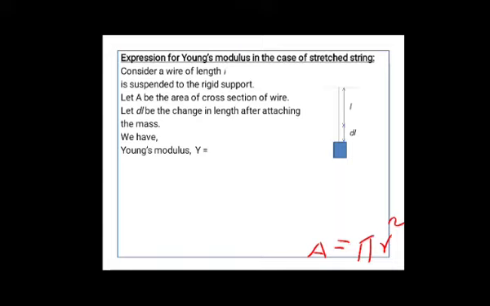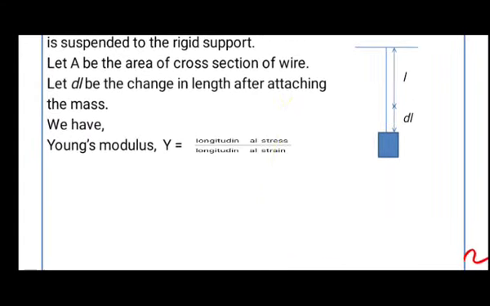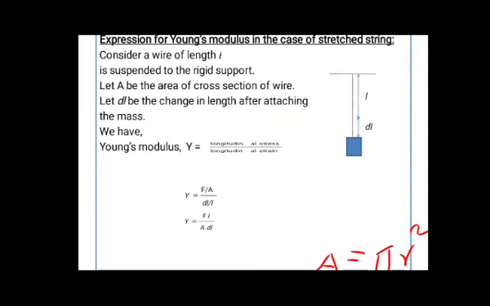As we know, Young's modulus is represented by the letter Y, and it can be written as longitudinal stress divided by longitudinal strain. Longitudinal stress is force divided by area. Strain is change in length divided by original length. So the formula will be Y equals F divided by A, whole divided by dl divided by L. Now adjust the terms, shifting to the numerator, and you will get Y equals FL divided by A into dl. This is the formula to calculate Young's modulus.